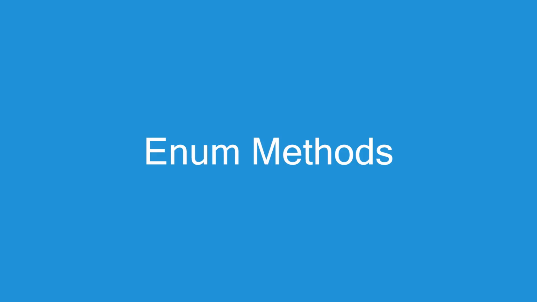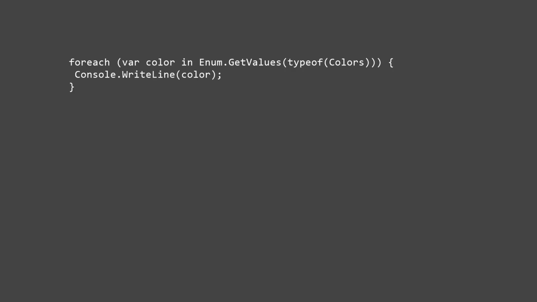Enum methods. Enums have useful methods like Enum.GetValues to list all members or Enum.Parse to convert strings to enum values for dynamic processing.